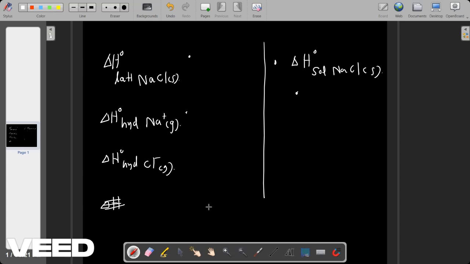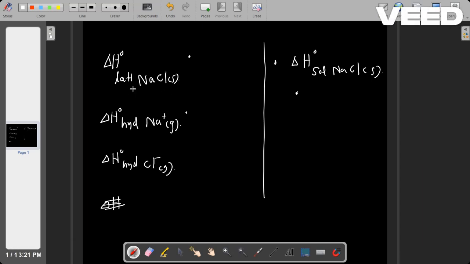So I want you to come up with the lattice enthalpy, not the formation. The first one is lattice enthalpy, the second one is hydration enthalpy of sodium plus, the third one is hydration enthalpy for chloride minus ions. Using these three, I want you to come up with a formula for delta H naught solvation. I want you to use a Hess cycle for that. Let's see.